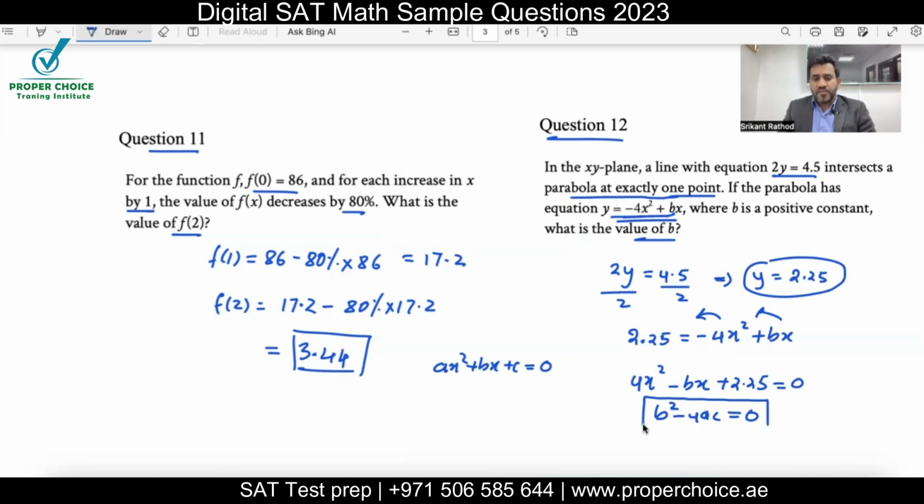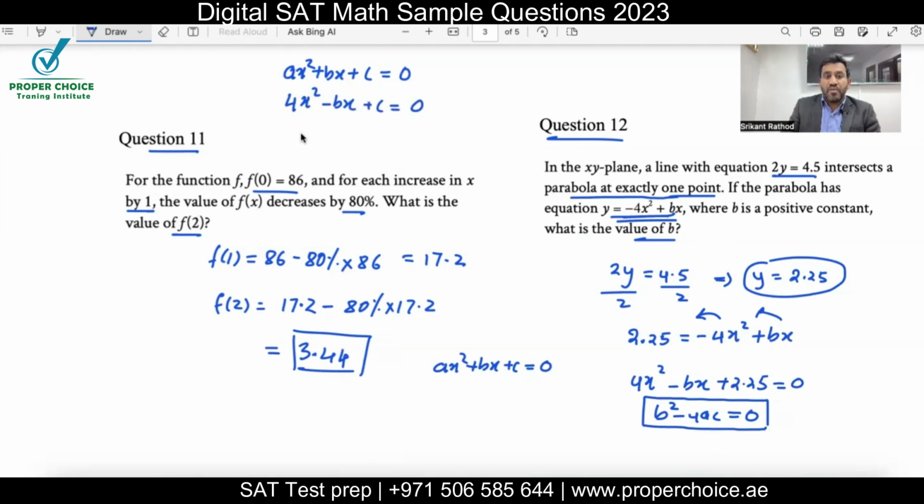If b² - 4ac is less than 0, that is called no real solution or imaginary roots. If b² - 4ac is greater than 0, there will be two real solutions or two distinct solutions. These are the different ways we talk about it. Now apply this condition and compare it with the given equation. Let me rewrite here: ax² + bx + c = 0 is the standard quadratic equation, and ours is 4x² - bx + c = 0.